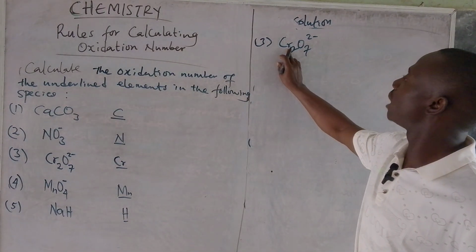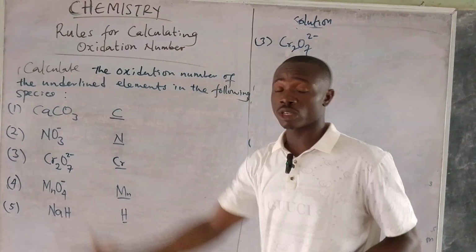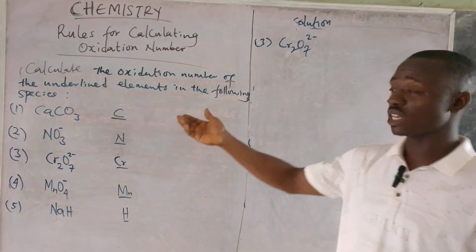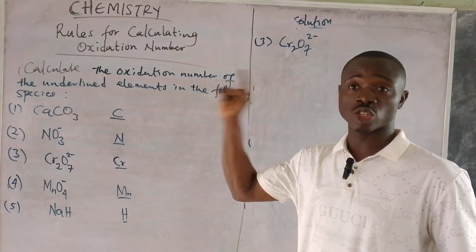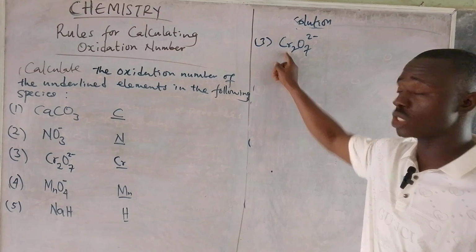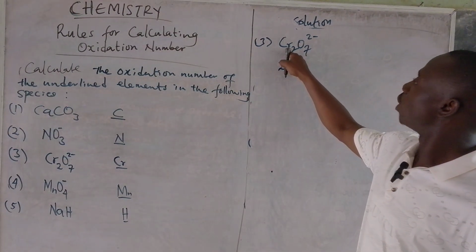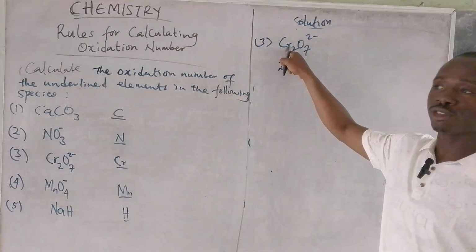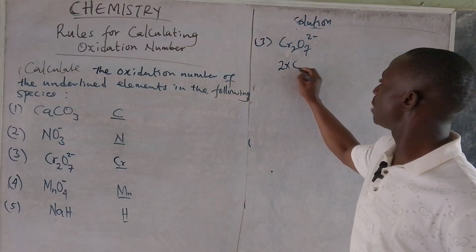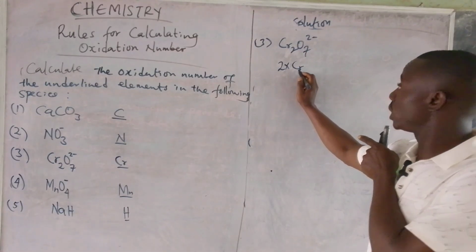Now this time around, how many atoms of chromium do we have? 2. In the ones we have done previously, you will discover that the one whose oxidation number we are asked to find is just 1 atom of that particular element. But this time around we have 2 atoms of chromium. So we have to multiply the oxidation number of chromium, which we are looking for, by the number of atoms. So that's 2 times Cr, where Cr, which is chromium, is the oxidation number that we are looking for.